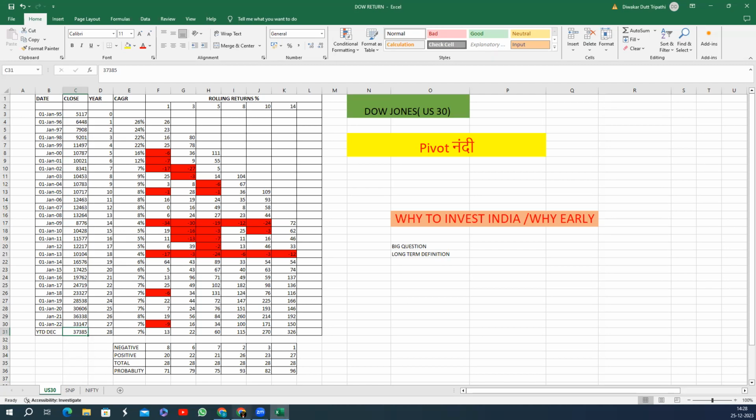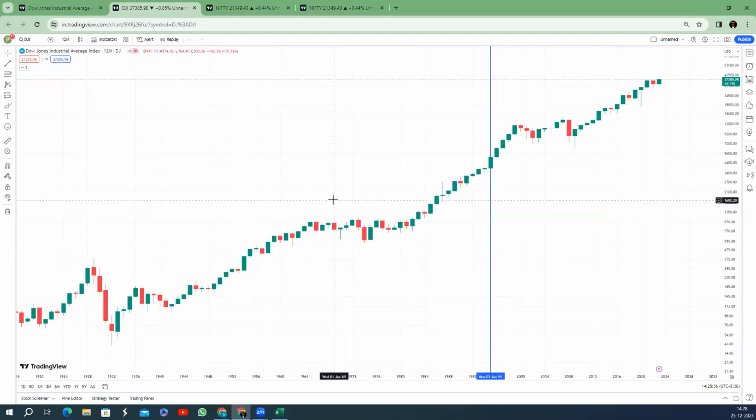So let us come to the index I want to share with you. You can see the Dow Jones Industrial Average Index, and the pricing is being taken from this chart. This is a 12-month candle basis chart which I am sharing with you. Just look at my cursor, you will find some numbers here.